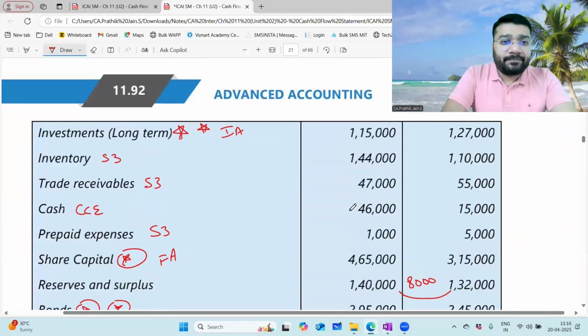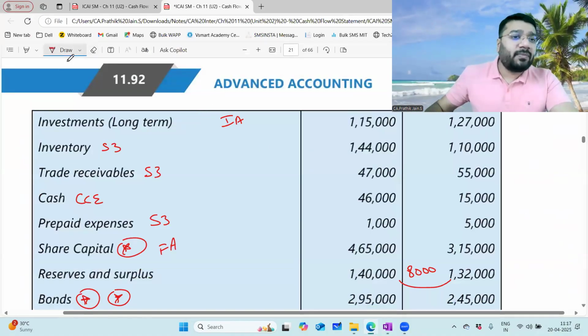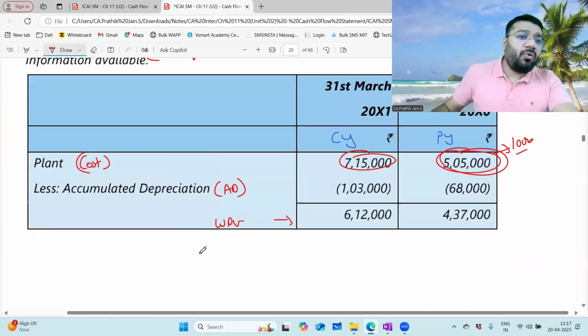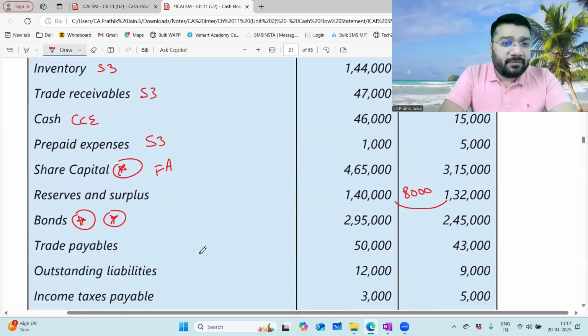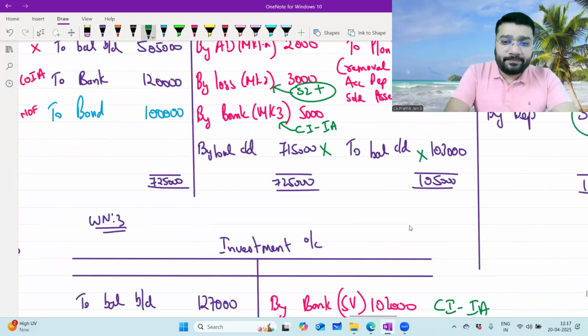Plant account done. Investment account done. Both the star marks removed. Here also the third star mark is removed. Okay, super. Next, bond account. Let's have a focus on the bond account. Working note number 4.